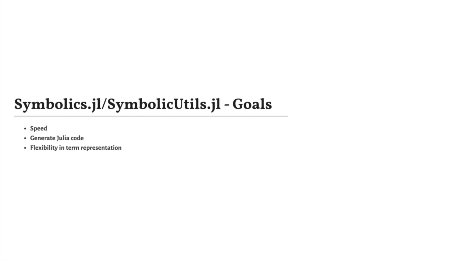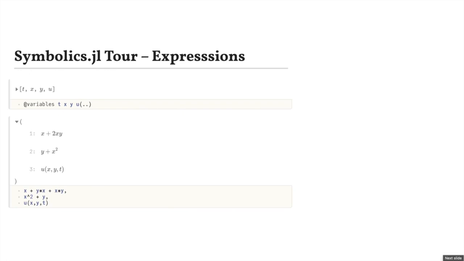Some of the goals of Symbolics are: we want to be able to handle hundreds of thousands of expressions within seconds, to generate efficient code to compute arrays of expressions numerically, and to have flexibility in term representation for rewriting and performance purposes. In this talk, first we will give an overview of the features of Symbolics.jl from the perspective of an end user, and then we will talk about some tricks which make it possible for us to achieve these goals. So let's dive in and take Symbolics for a test drive.